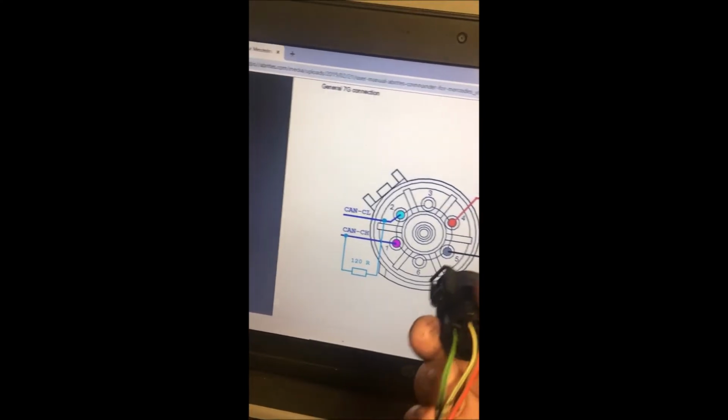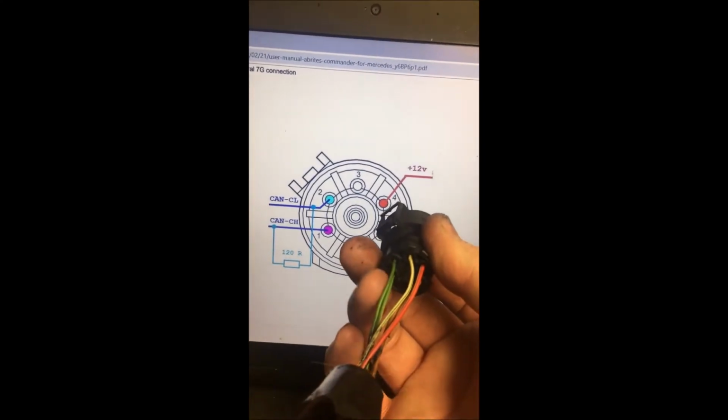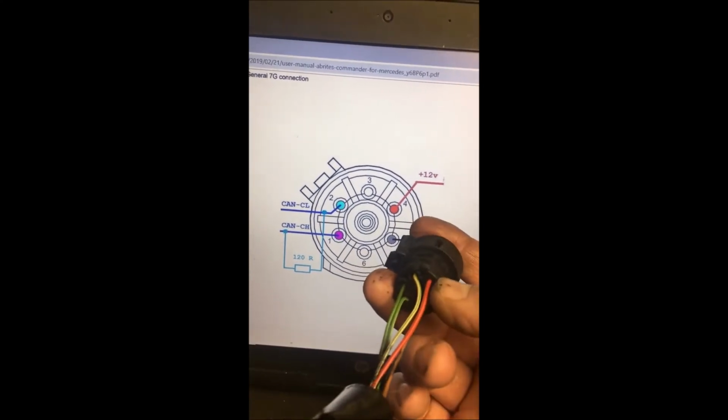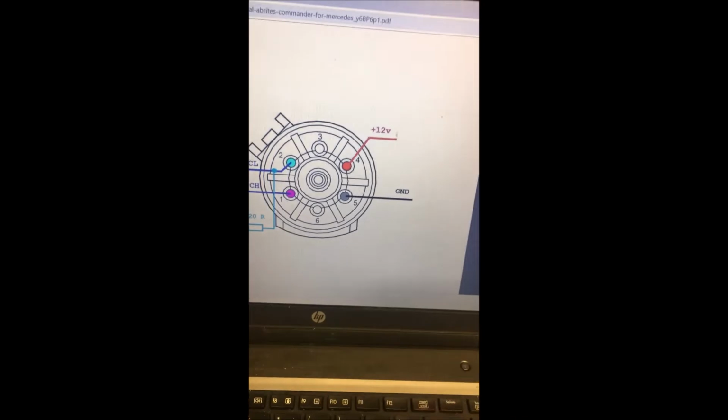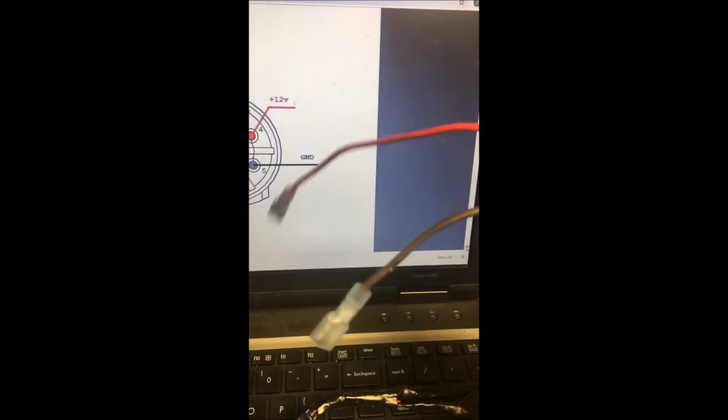And if you notice, there's can low, can high, there's 12 volts, and then there's ground. So we're going to trace those back from the plug back to the OBD2. So this is a homemade cable that I made a long time ago. It has female spade connectors so that I can hook it up to a battery, a small little 12 volt.